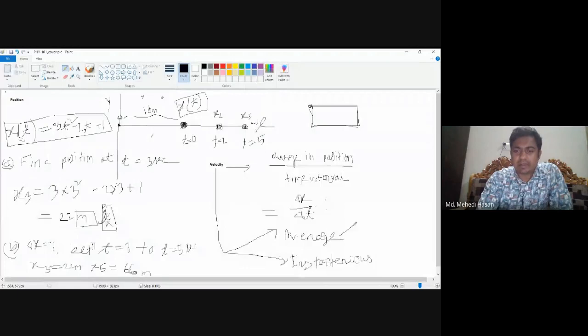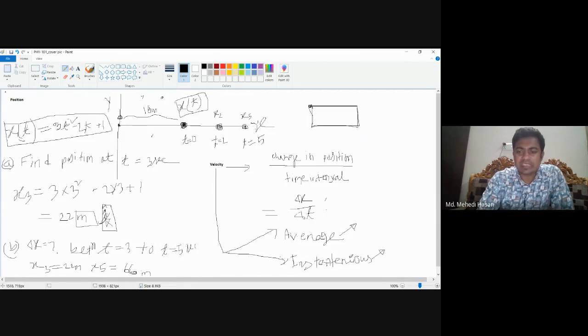Okay, so average velocity is basically the velocity throughout the motion, the total motion, or over a certain time interval. And instantaneous velocity is basically the velocity considered at a certain time, at a particular single time.